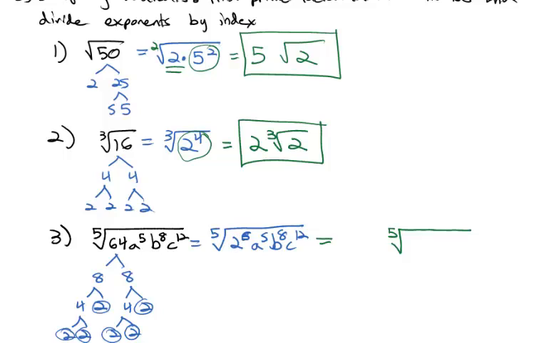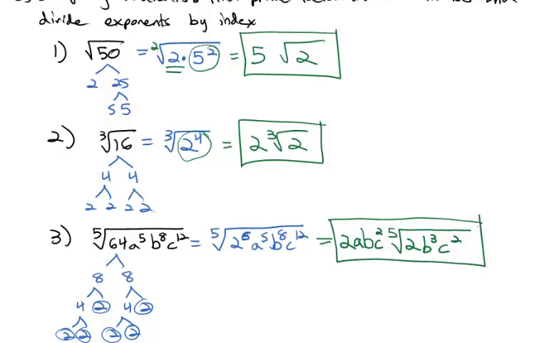So 2 to the 6, 6 divided by 5 is 1, remainder 1. So 1, 2 comes out, and 1, 2 remains. A to the 5th, 5 divided by 5 is 1, remainder 0. So 1a comes out, and no a's remain. B to the 8th, 8 divided by 5 is 1, remainder 3. So 1b comes out, and 3 remain inside the radical. For the c, 12 divided by 5 is 2, remainder 2. So 2 come out, and 2 remain inside the radical.